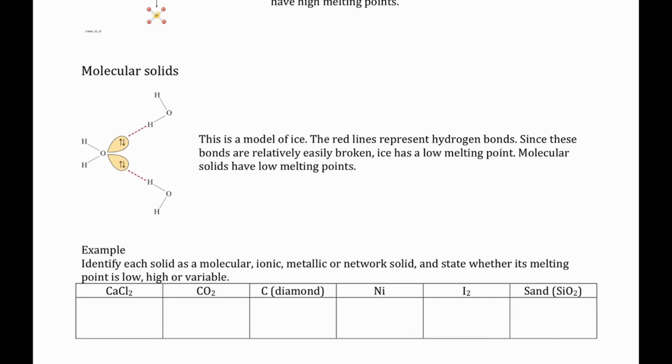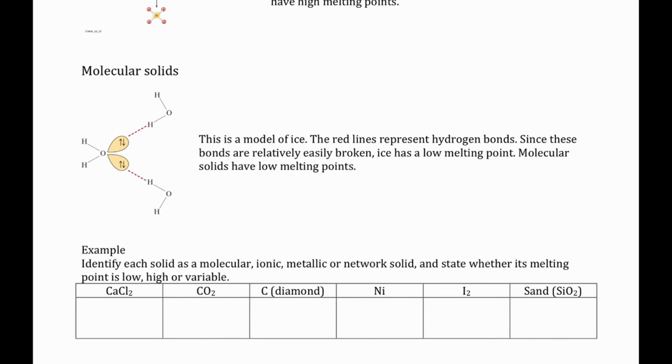Molecular solids. So this is a model of ice. The red lines represent hydrogen bonds. Since these bonds are relatively easily broken, ice has a low melting point. Molecular solids have low melting points.